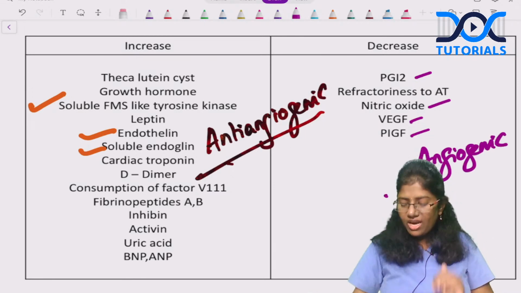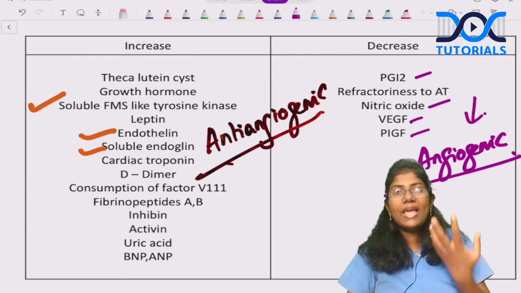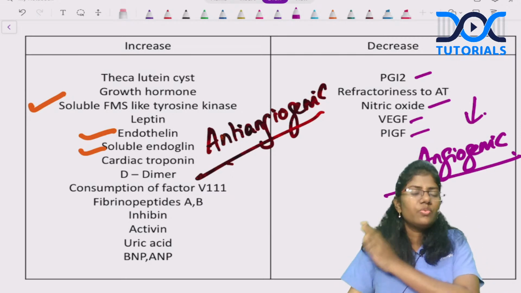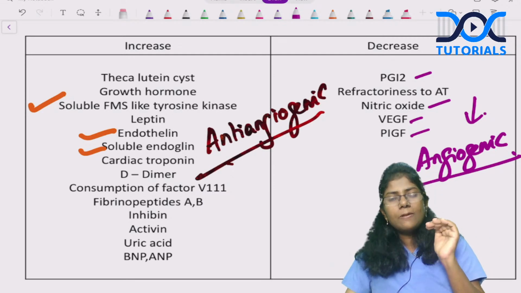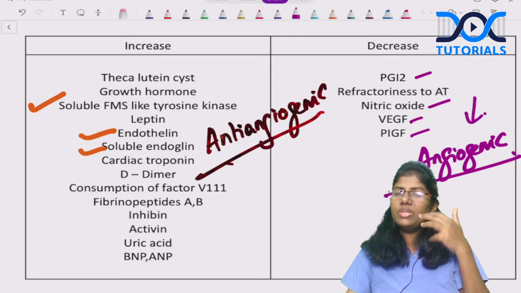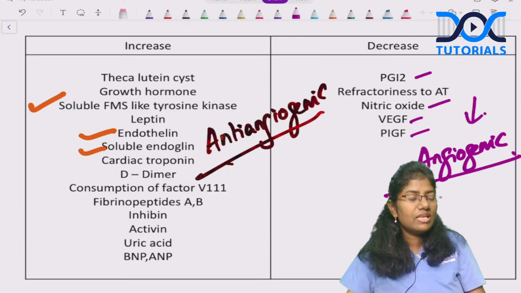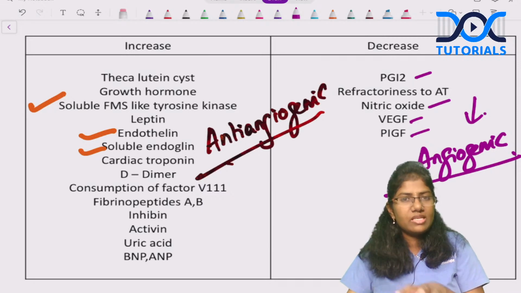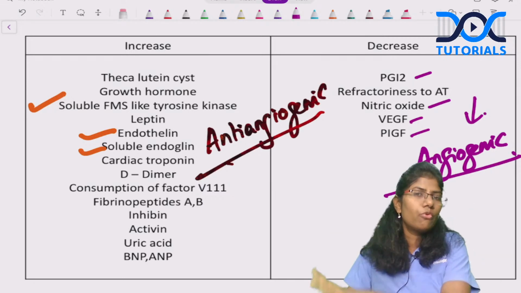So these angiogenic factors, that means factors which help new vessel formation, decrease with increased risk of preeclampsia. On the opposite, factors that are anti-angiogenic, those that decrease new vessel formation, increase with increasing risk of preeclampsia. I hope you all understand, because this question was there in the recent INI-CET exam. I'm just telling you the importance of this. Don't remember the entire list. 3 this side, 4 that side.